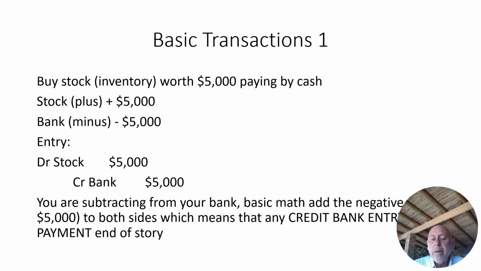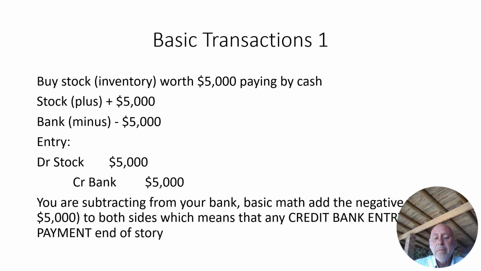The bank entry on the other side, on the other hand, is a credit. And what's happening in your balance sheet is your bank is on the debit side. It's a current asset. Now I can minus 5,000 from it. Or to both sides of that equation, I can plus the $5,000. And I end up with zero on the debit side and a plus $5,000 on the credit side.